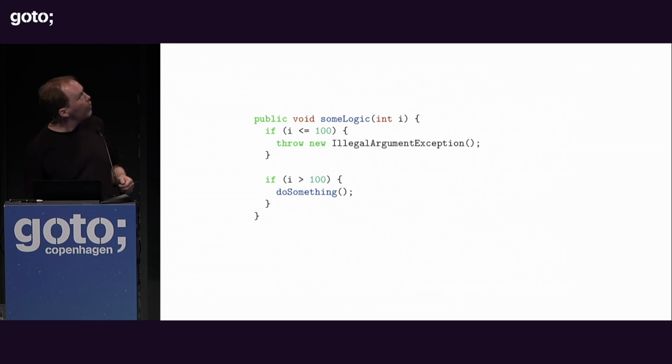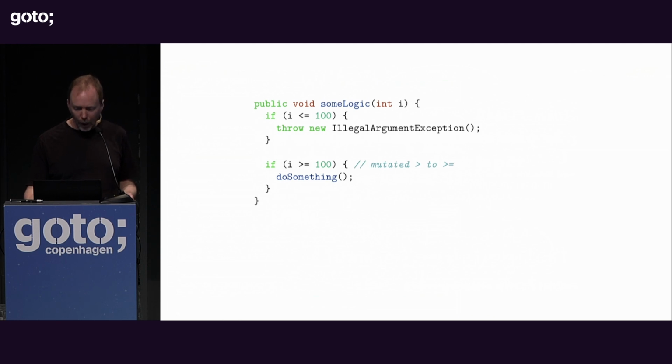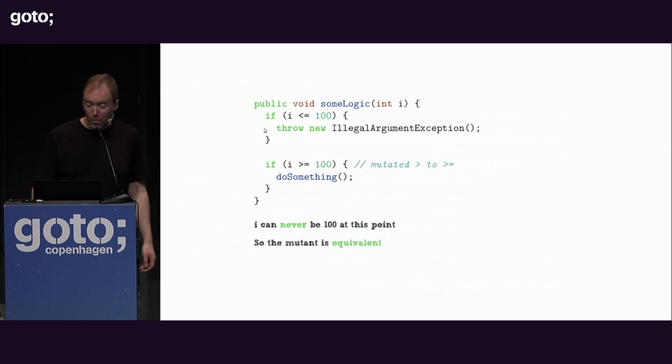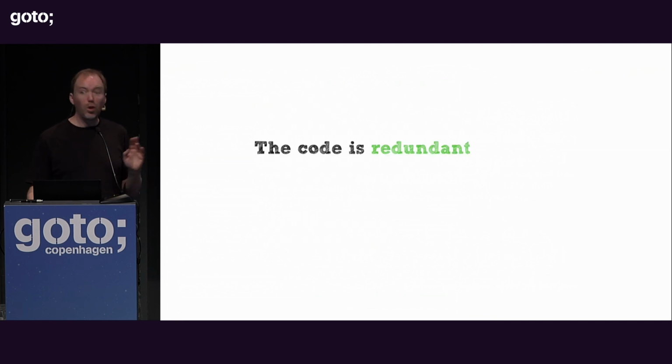Some examples. Here we have some code. Not very nice code, but it is code. And we've mutated, again, our greater than to greater than or equal. Can anyone see the problem? Yeah, so we've got this ugly guard at the top. So I can never be 100 at that point. Simply, it's not possible. So the mutant's equivalent. But more importantly, the code is redundant. That code serves no purpose.